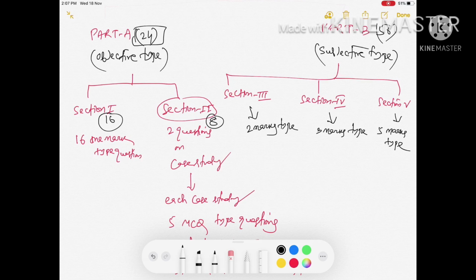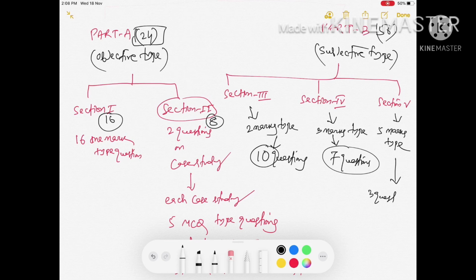Now the whole question paper will contain 10 questions of 2 marks type and 7 questions of 3 marks type and 3 questions of 5 marks type.